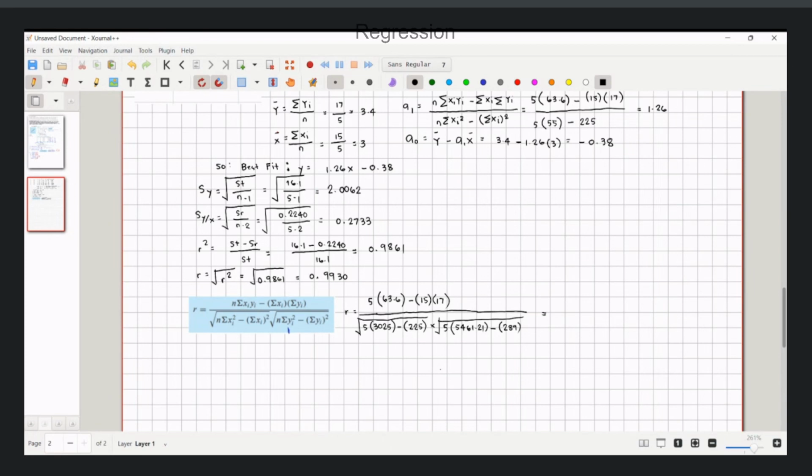Point 21. I don't get minus now. Multiplication. Okay. Wait. 0.9930. How about the others? Same answer. Okay. So far, are you following, class? Yes, miss. Yes, ma'am.